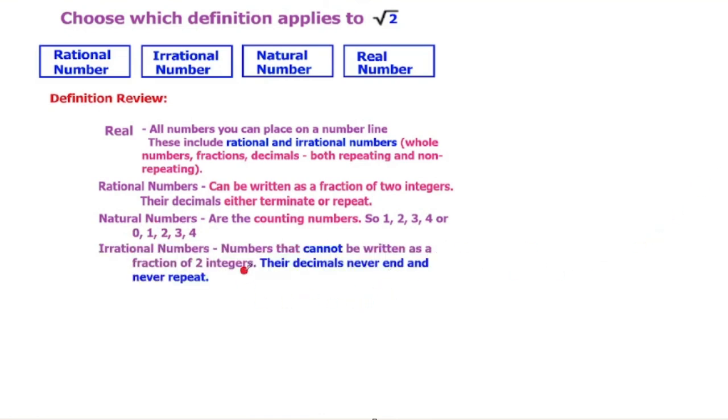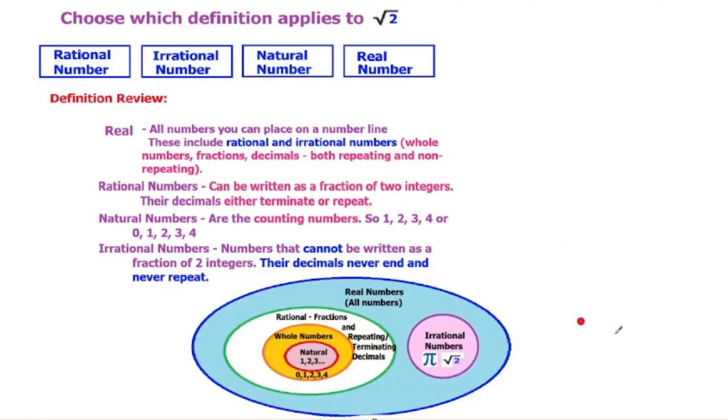Irrational numbers, those are numbers that cannot be written as a fraction of two integers. Their decimals never end and never repeat. Okay, so let's take a look at the diagram of that.